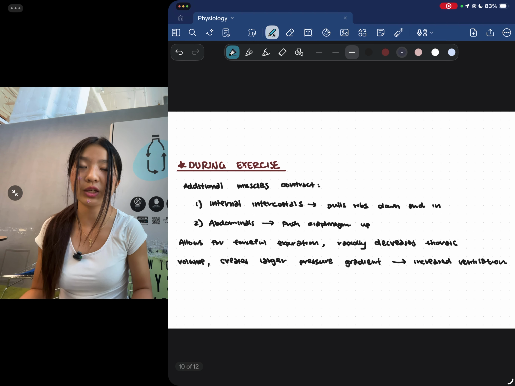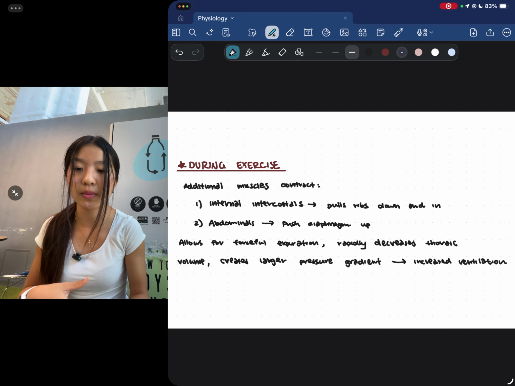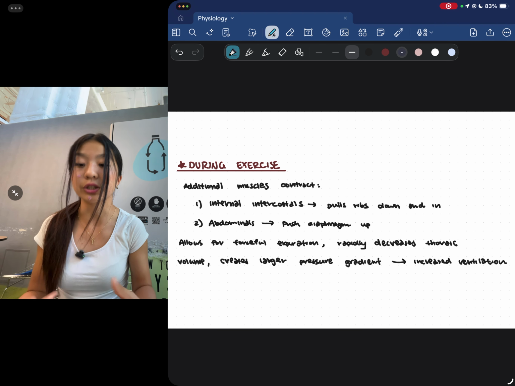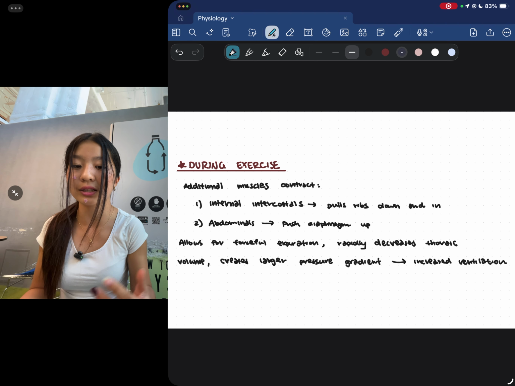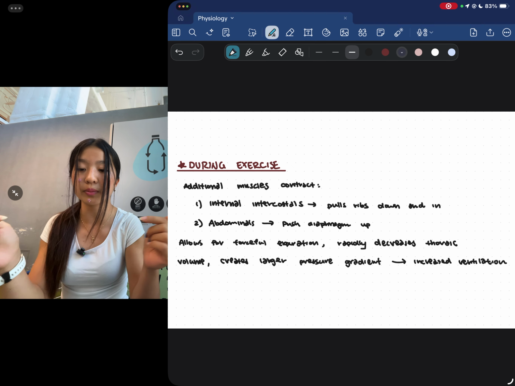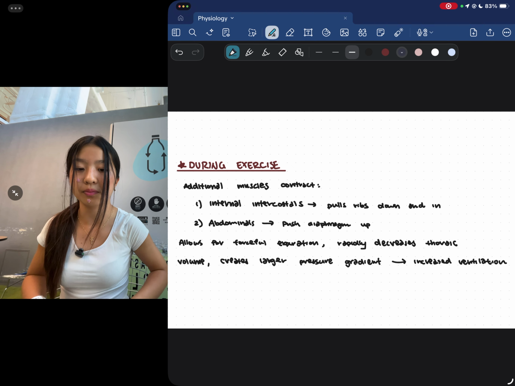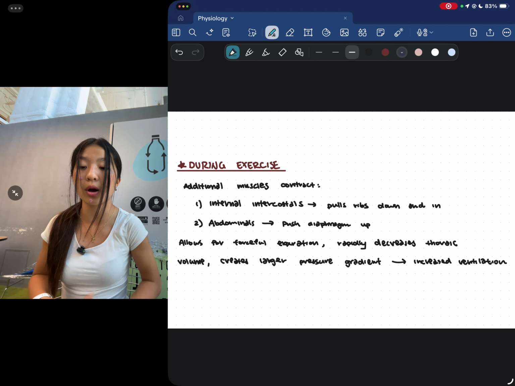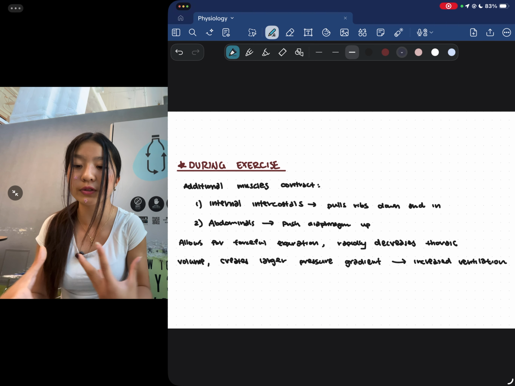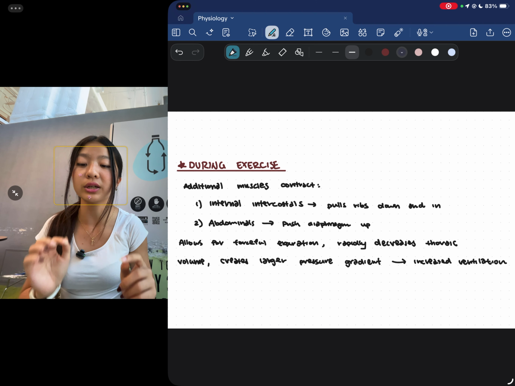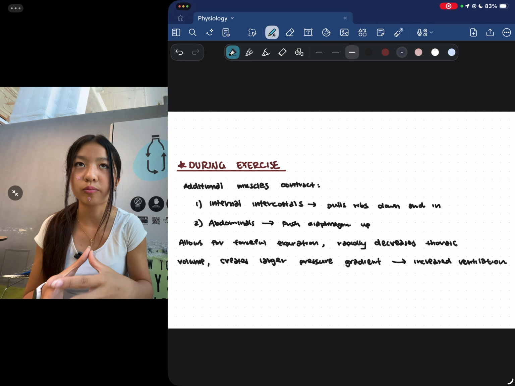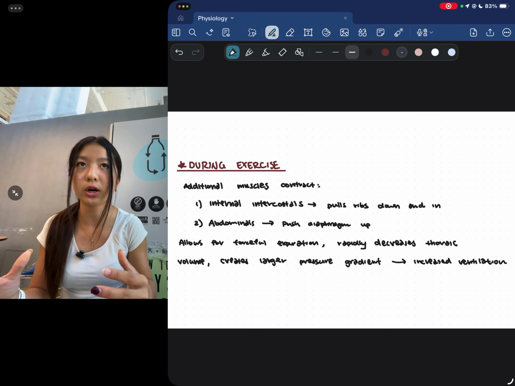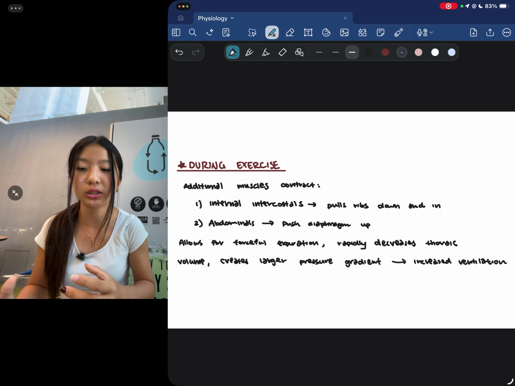And during exercise, because we need to meet these additional metabolic demands, additional muscles are going to contract. We're going to use the internal intercostals to pull the ribs down and in, and the abdominal muscles to push the diaphragm up. And this allows for more forceful expiration, and it decreases the thoracic cavity pressure a lot faster, and it allows for greater ventilation to happen.